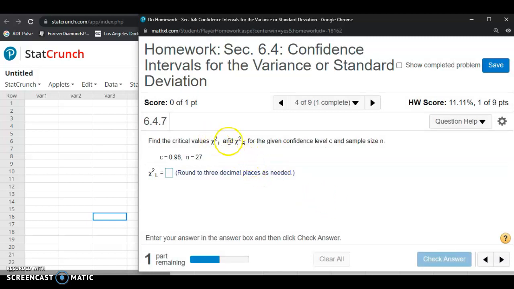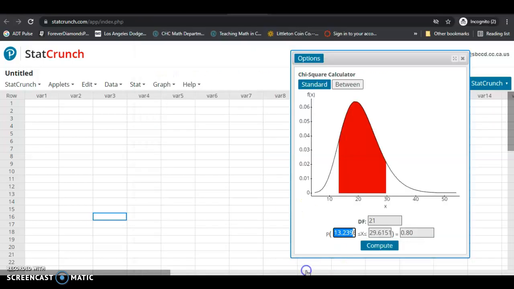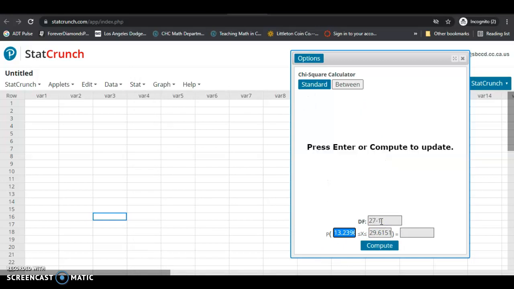Same thing, we're looking for the critical values of the chi-square distribution for the given level of confidence and the given sample size. The level of confidence is 0.98, and our sample size is 27. So the degrees of freedom is 27 minus 1, which is 26. You can actually type in 27 minus 1 here, and the confidence level goes in this box here. Just remember that you have the between option selected, not the standard option, when looking up critical values from the chi-square probability distribution. Let's click compute.